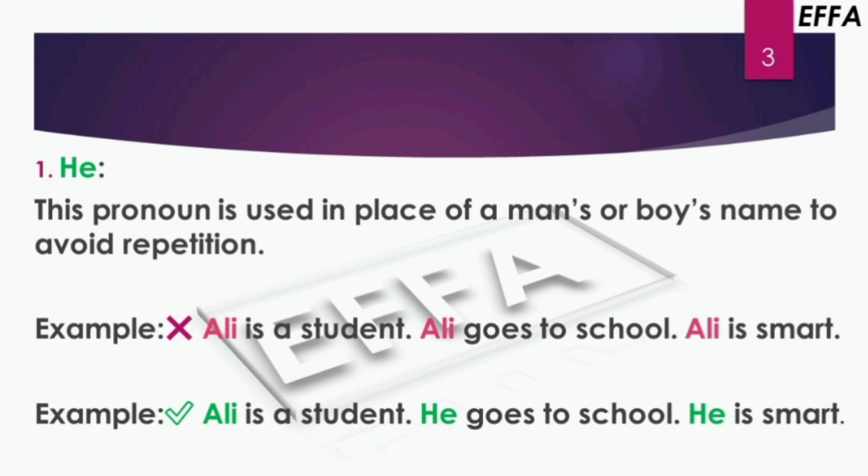In English, repeating the name is not acceptable because if I am talking about Ali 100 times, should I repeat the name of Ali 100 times? No, I only need to say Ali once, and for the second time, I should use the pronoun he. For example, Ali is a student, he goes to school, he is smart. As you can see, the second version sounds much better and avoids repeating the name.